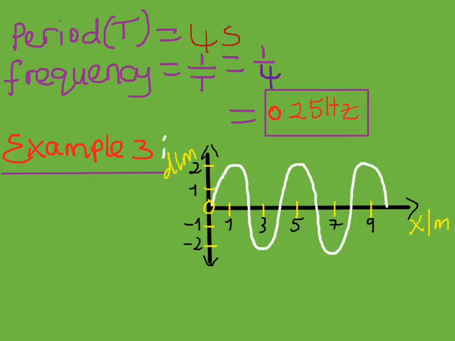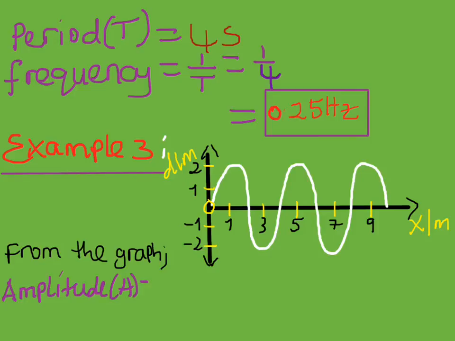The maximum displacement being 2 from 0. You can actually get the amplitude, which is the maximum displacement from 0, and it gives 2. And the wavelength is 4. Why is it 4?